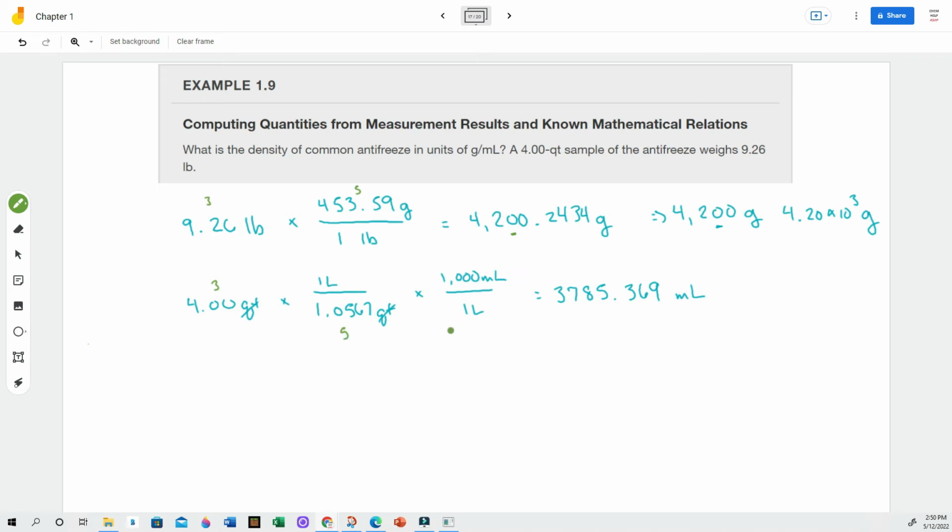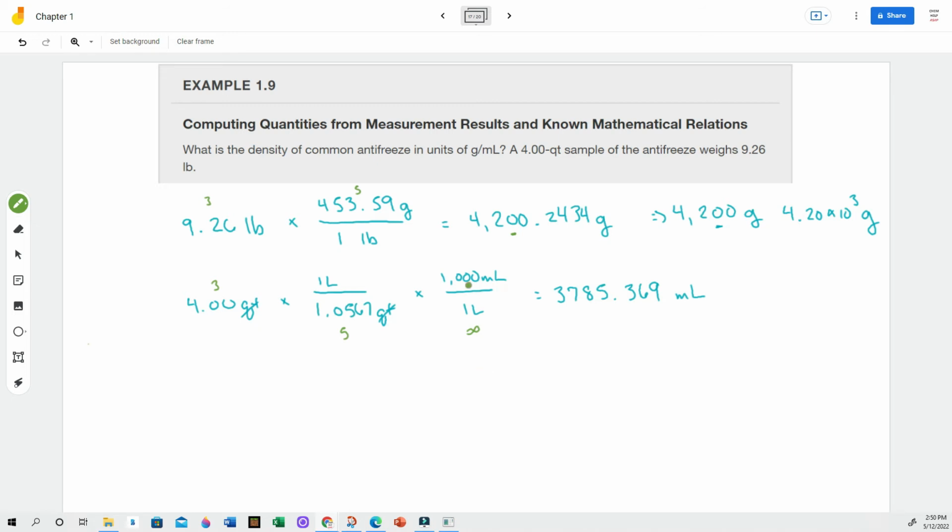Now, this conversion factor here is an exact conversion factor. Again, whenever you have an exact conversion factor, it has an infinite number of sig figs, so it will never, ever limit you. By definition, 1 liter contains exactly 1,000 milliliters.